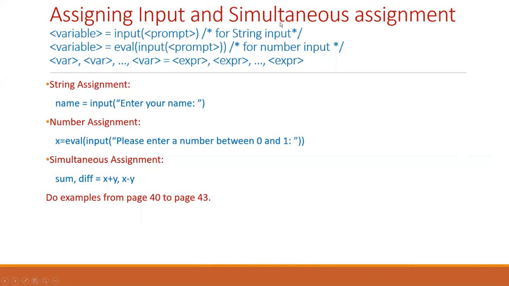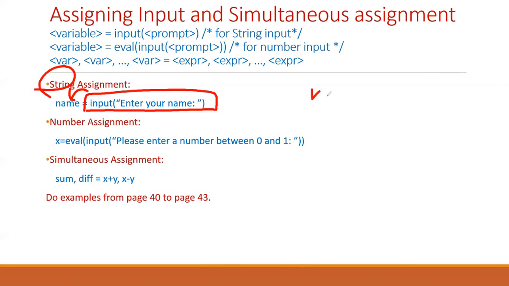The next one is assign input and simultaneous assignment. So we can do input and then assign to name. What type of data do you actually obtain by using input, enter your name? What type of data will you get from here? Just a string. Yeah, actually it's called a string. It's over here, okay?